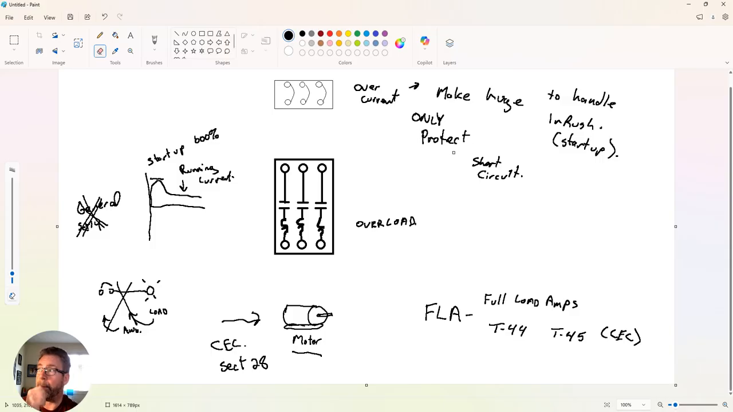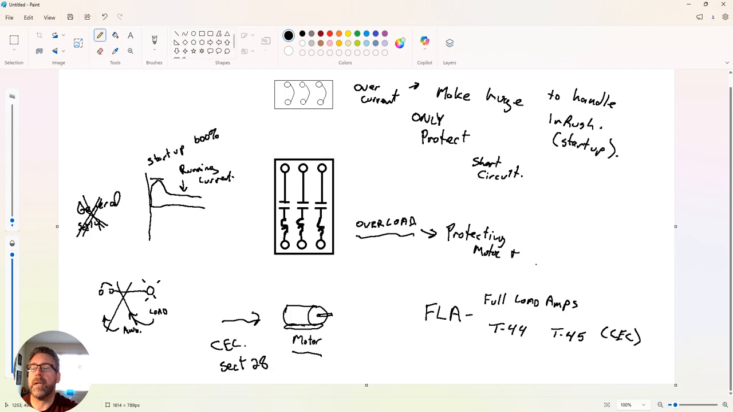Short circuit. They're going to see a really massive amount of current, which will make them trip, and they're also going to protect against big surges. Everything else is now going to be protected by our overload. This is now protecting the motor and conductors.